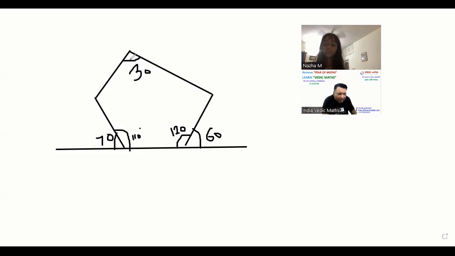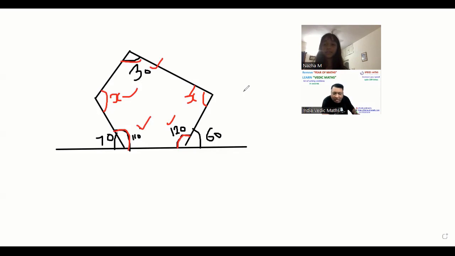I'll put it in red. One is 30, one is 110 and one is 120. Correct. Now this angle we don't know, this angle we don't know. But it was given both are x, correct? So we know all 5 angles: 30, 110, 120, x and x.